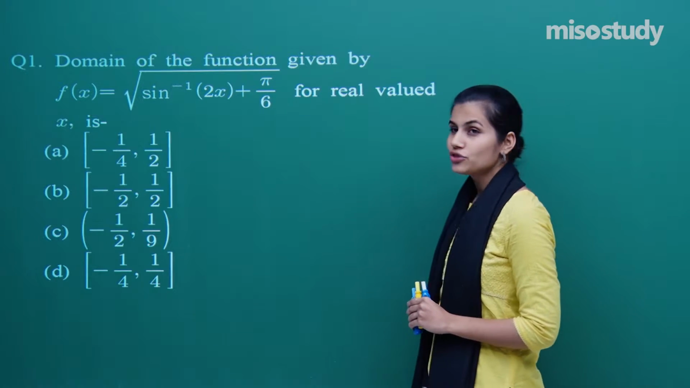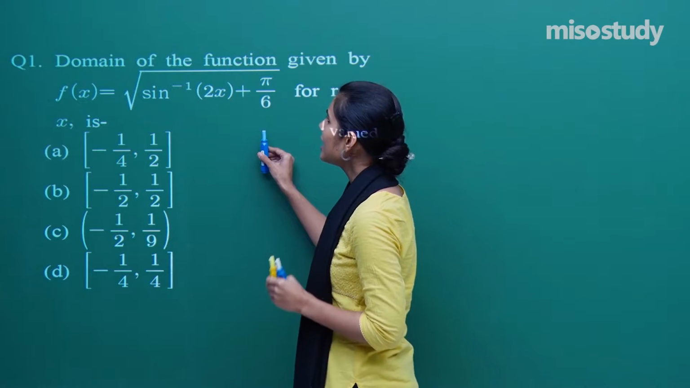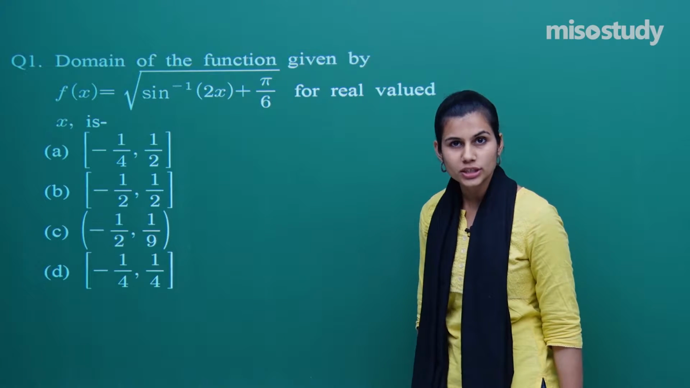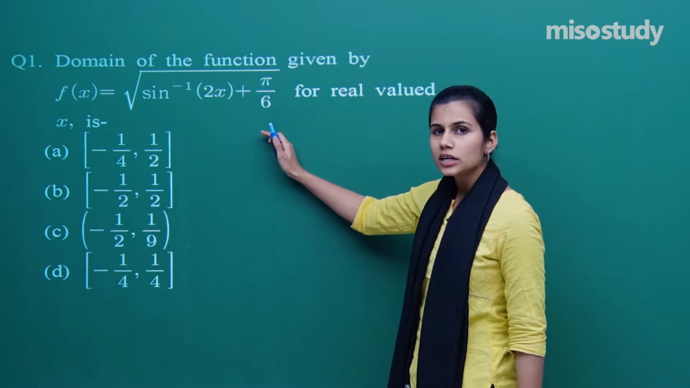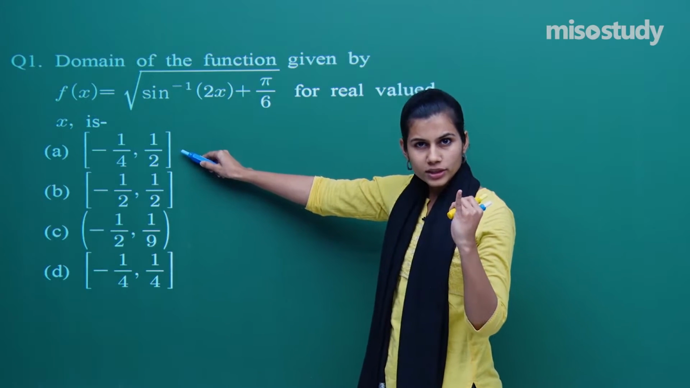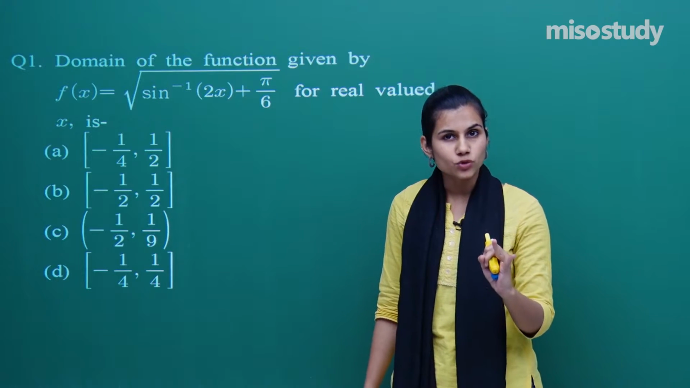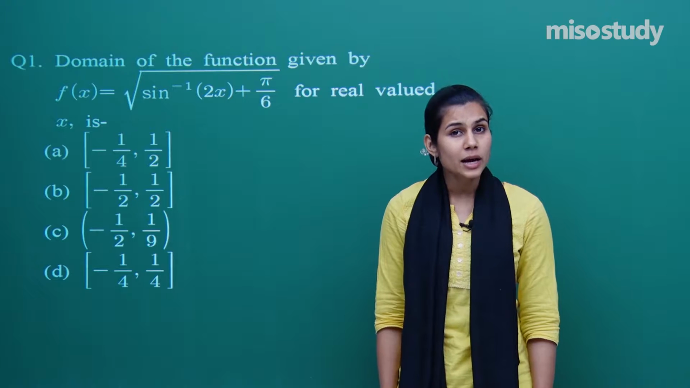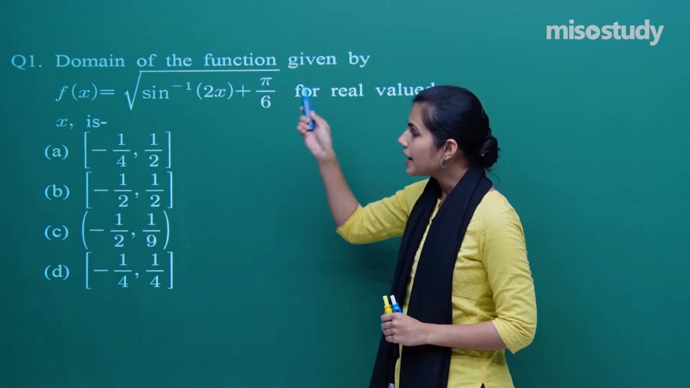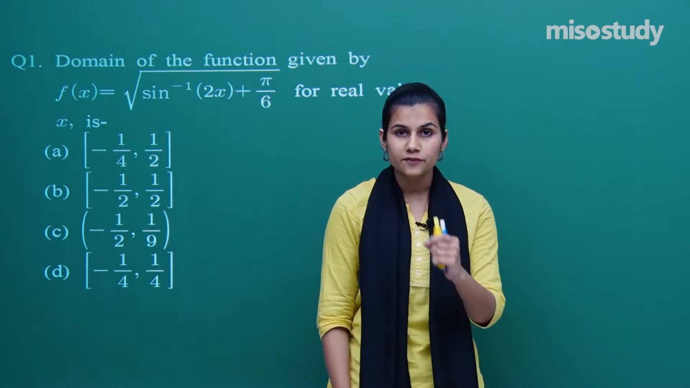The first question presented to test our knowledge asks us to find the domain of a certain function. If you carefully observe, this function is obtained by taking the square root, number 1, of sine inverse 2x, number 2. Why am I saying number 1, number 2? Because there are two different types of functions involved to make the function f. I know when my square root function is defined.